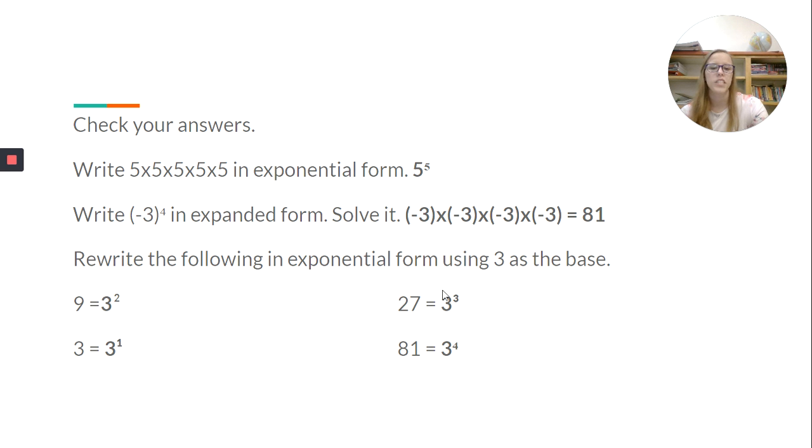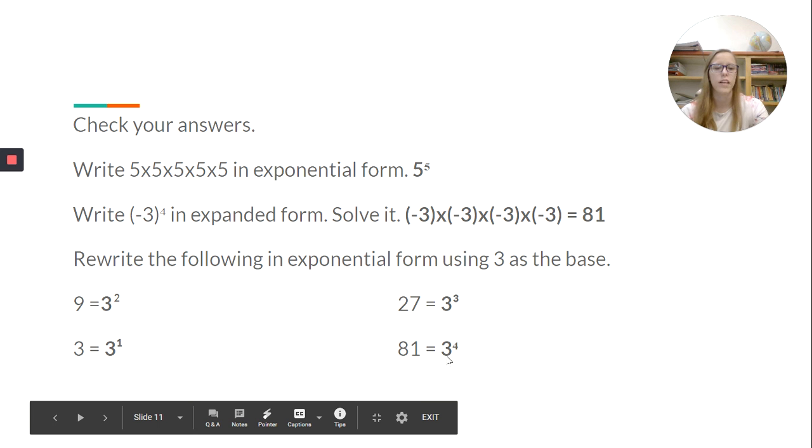27, 3 to the third power. 3 times 3 is 9, times 3 is 27. And then finally, down here, we have 81 is 3 to the fourth.